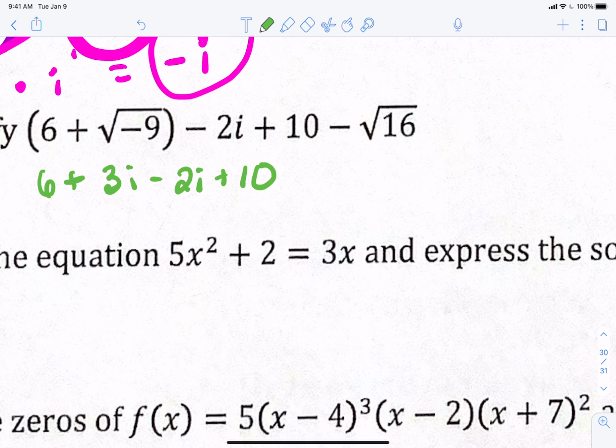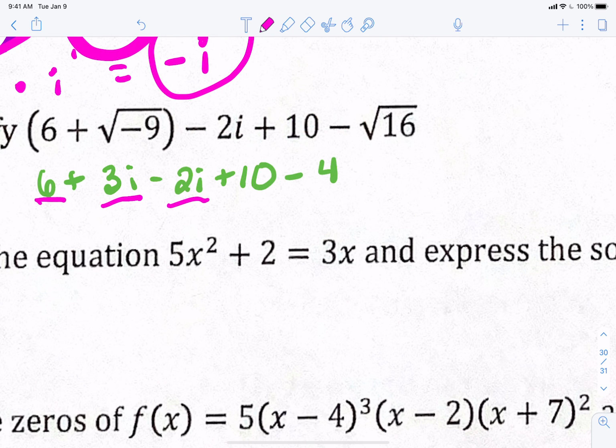Plus 10, minus, what's the square root of 16? Is it i? No, minus 4. There's no negative inside, so it's just minus 4. Is it plus and minus 4? Why not? We didn't put the square root in there. It was already there. Now we just combine like terms. How many pieces are there now?